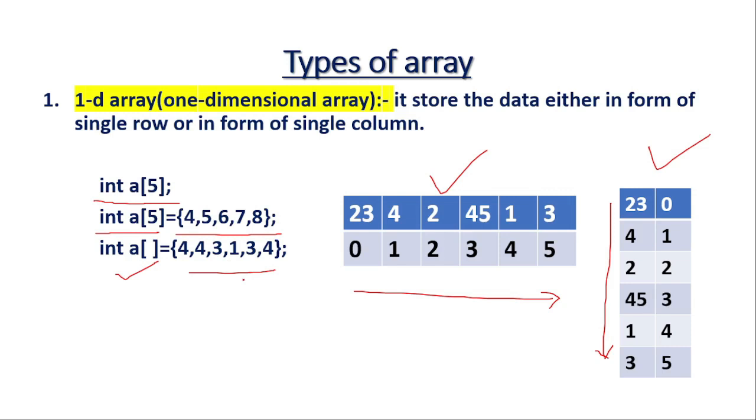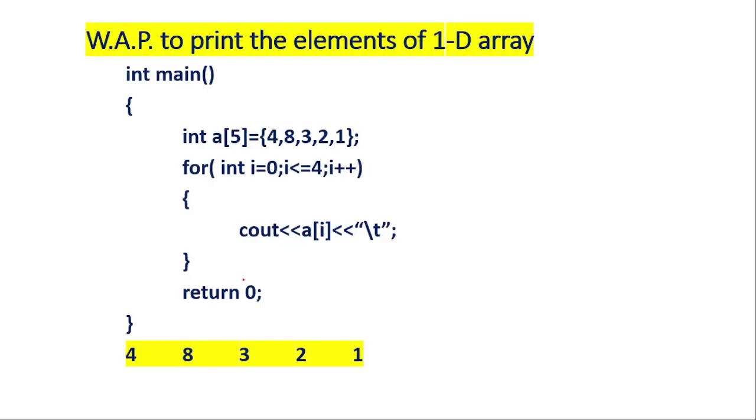Okay, so this way you can create 1D array in C++. Okay, so how can you write down a program? I have written a simple program in which I have declared an array with the size 5 and I have initialized this array with the 5 values. And how can I print the values of this array?